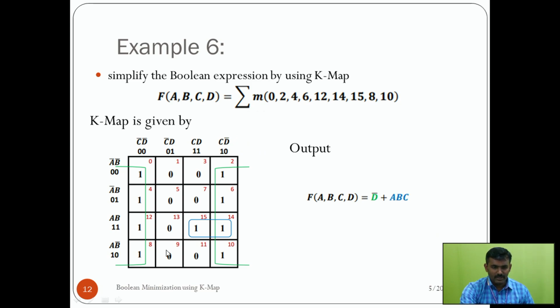So here, see this green color and blue color. These are all called prime implicants. So the name of this mapping is called what? Prime implicant. Each and every pair, every group is called an implicant. Prime implicant.